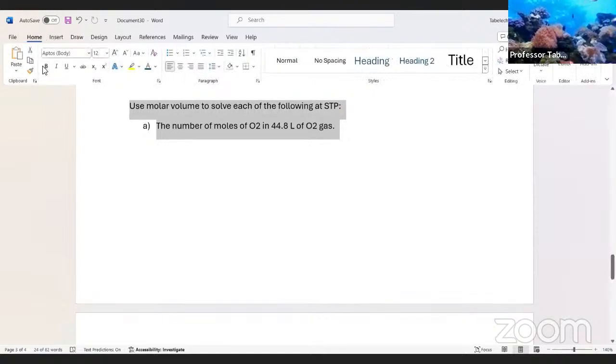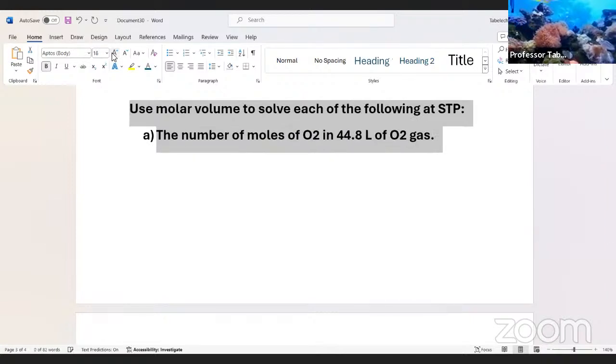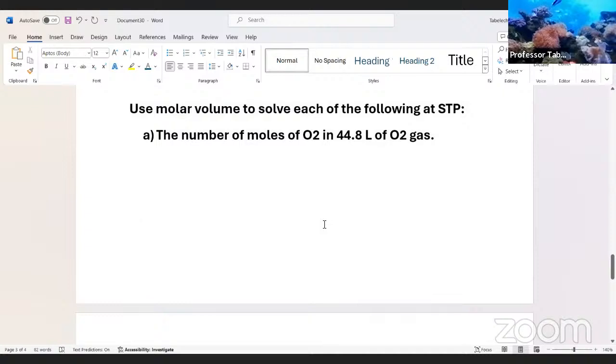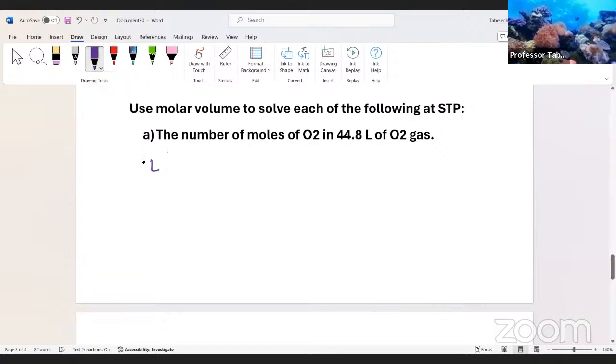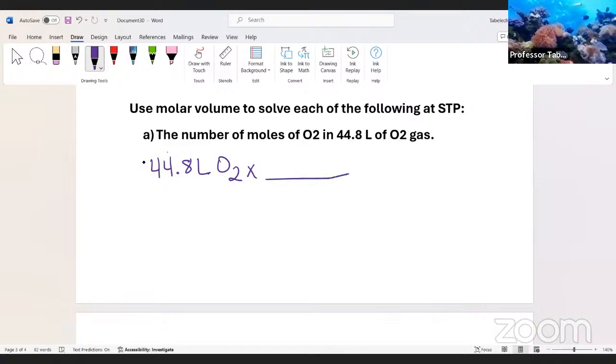So let me show you what we're going to do to solve this problem. I'm making it a little bit bigger so you all can see it. What you guys are going to do is use a different type of formulation for this part. First, you're going to take the 44.8 liters of oxygen, because they did give you that number, times, on the very top, if you remember that molar volume format that we used before, we know that 1 mole of the gas, whatever the gas is, equals 22.4 liters of that gas.